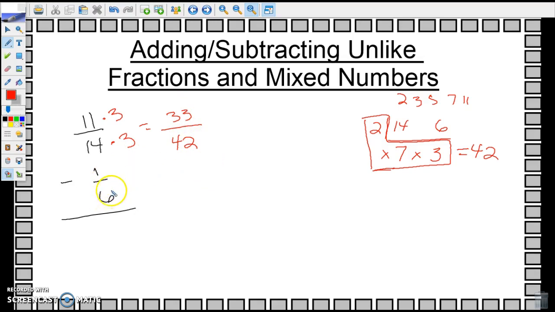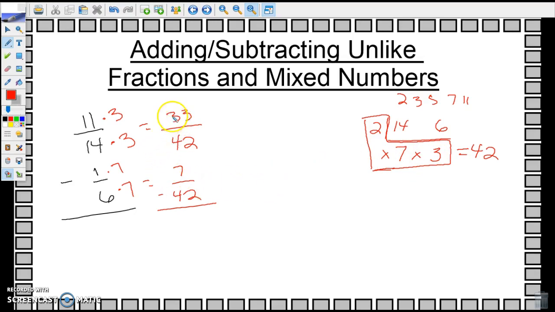I'm going to do the same thing to 1/6. I'm going to multiply 6 by 7. And what I do to the bottom, I'm going to do to the top. And so I end up with 7/42. Okay? Now again, if you can't remember what to take 14 times to get 42, look back over here and look where 2 times 7 is 14. What did I do to that 14 to get 42? I multiplied it by 3. And if you can't remember what to take 6 times, find where 2 times 3 is 6. So what's left? 7. So I'm going to multiply by 7.